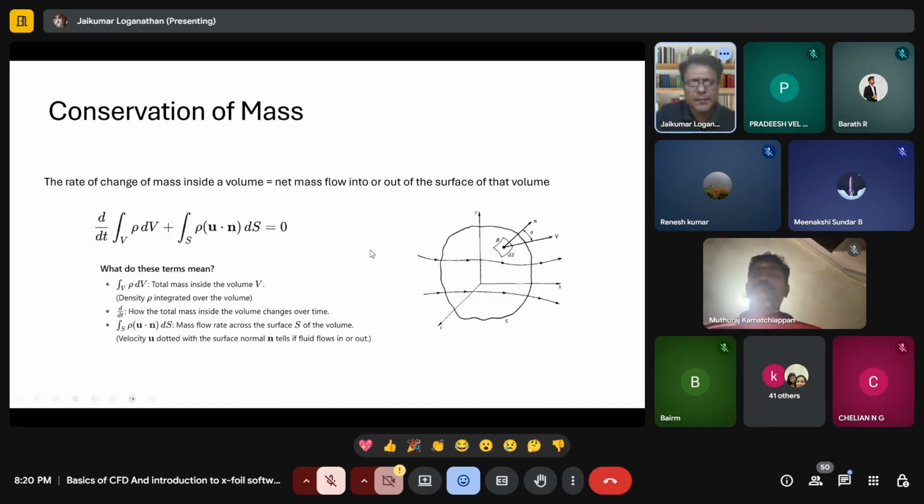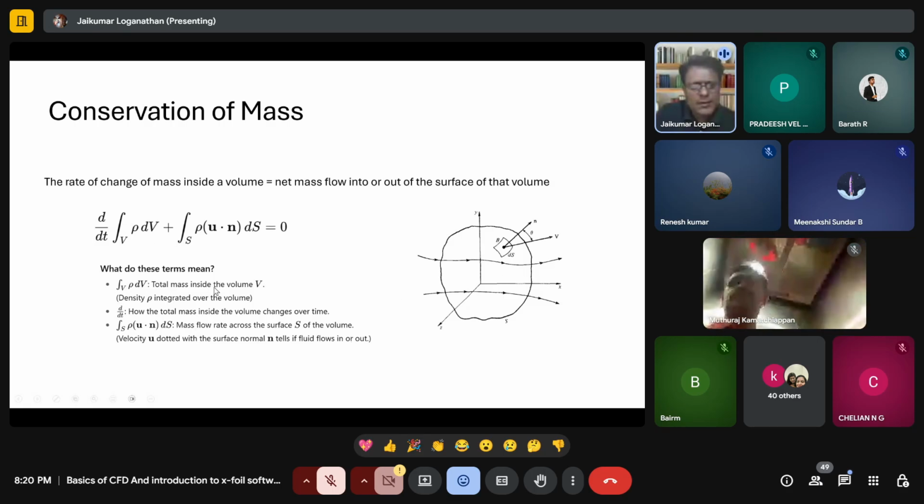The dS is the surface here, and you see that there is a normal component, right? So for any surface we will always consider the normal component multiplied by the velocity. That is the one which contributes to the rate at which your mass is changing inside the volume, right? So rho dV is the total mass inside the volume, and d/dt is the time rate of change of that parameter, and then rho u dot n dS is the mass flow across the surface, right?